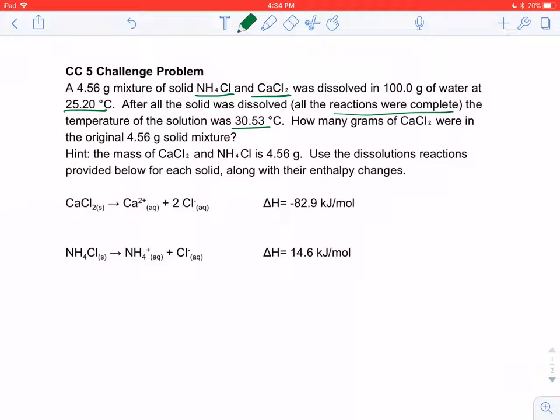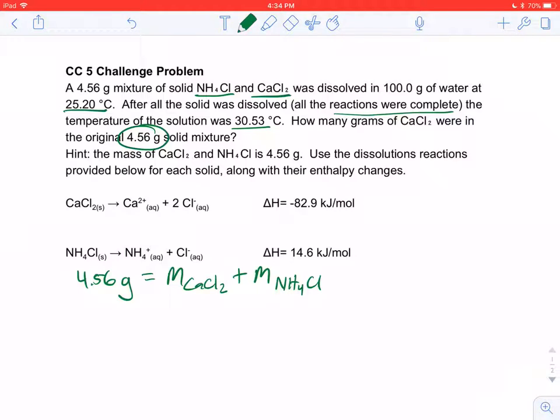So here what we know is that our total mass, this 4.56 grams, is the sum of both of them. So our 4.56 grams is going to be equal to the mass of our calcium chloride and the mass of our ammonium chloride.